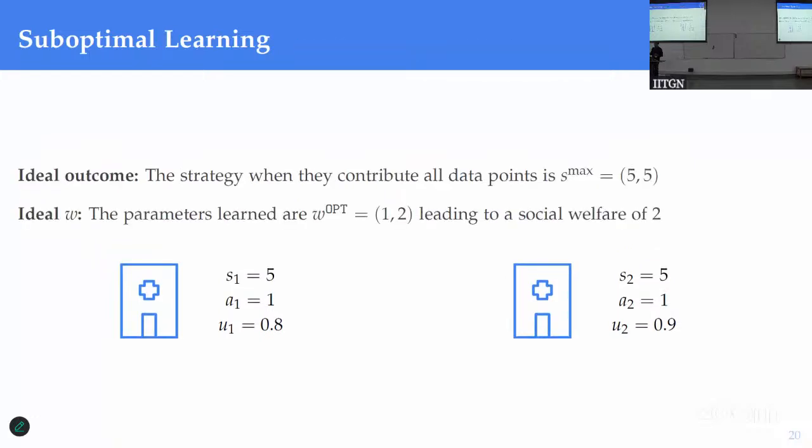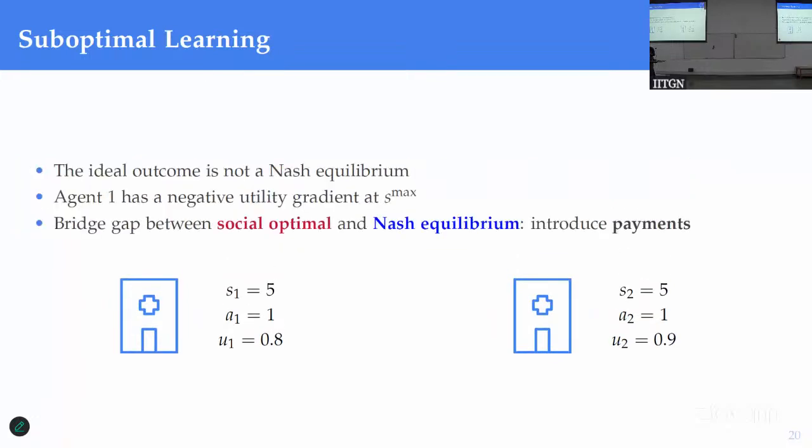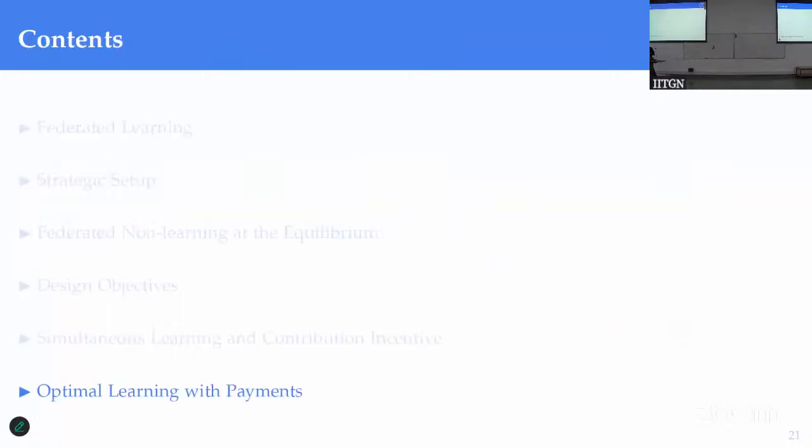So we are actually losing out if we just let this system flow on its own, and we will not be able to learn any useful parameter. The W opt that we want is 1, 2, but we are learning something like 0.5, 1.5. So how can we actually mitigate this issue? Introduce payments. That's exactly the goal. And now we are getting into that optimal learning with payments.